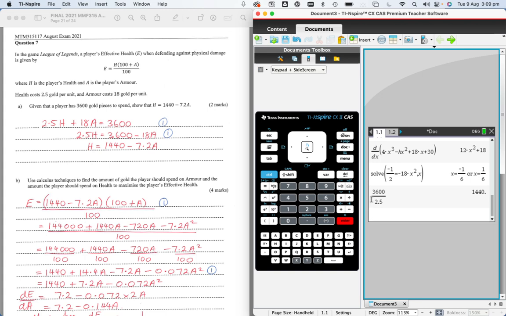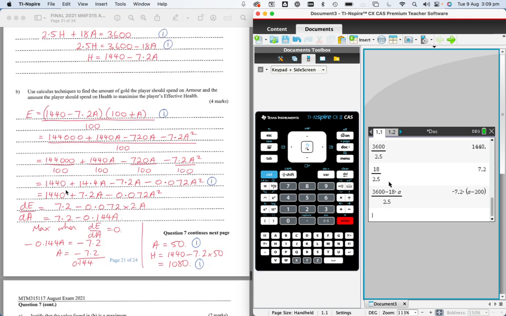So then you can see that's 1440 and 18 divided by 2.5 gives you the numbers that you're looking for, 7.2. I guess if you want to be really exciting, you could go 3600 minus 18a divided by 2.5 equals, and it gives it to you like this, 7.2a minus, so it's not much easier really.